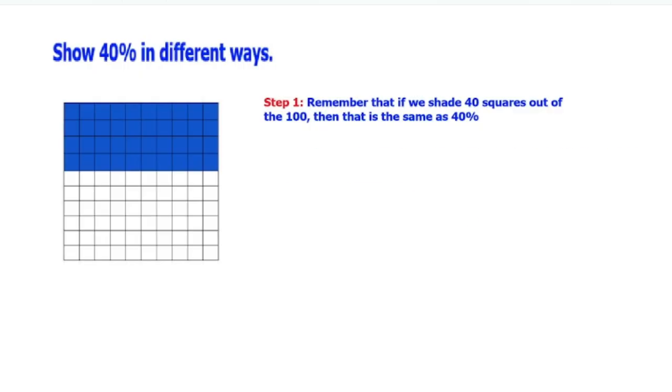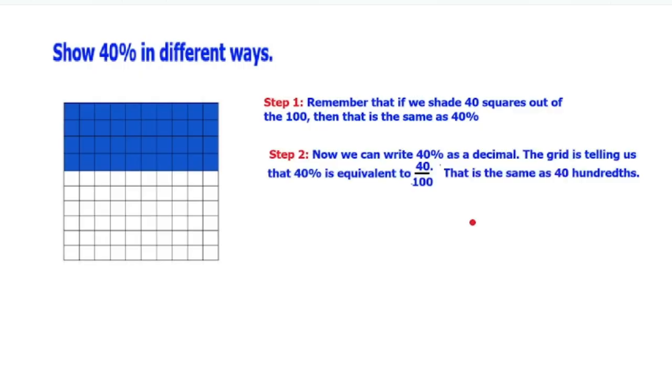The next step is we can write 40% as a decimal. So the grid is telling us that 40% is the same as 40 over 100, 40 100ths. So that's the same as 40 100ths, right? So what's 40 100ths as a decimal? And you can look in the description. I have links to other videos of mine that explain hundredths. So 40% equals 40 over 100, and that's the same as 0.4.